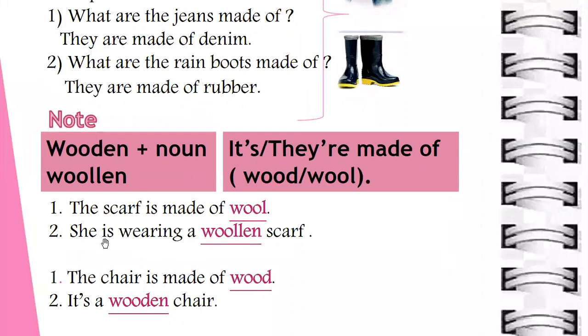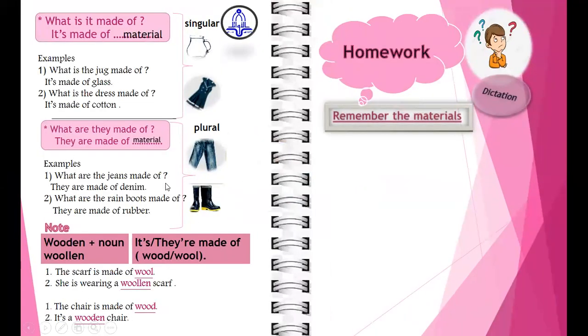Let's repeat and review the examples. Notice the difference. The scarf is made of wool. When the phrase made of comes, I use either wool or wood. We don't use wooden or woolen. We use them as a material. While number two, she's wearing a woolen scarf. I want to describe the scarf, so I use woolen as an adjective. The third example: the chair is made of wood, I used wood as a material. While if I want to describe the chair, I say it is a wooden chair. So this was our grammar in lesson 1.